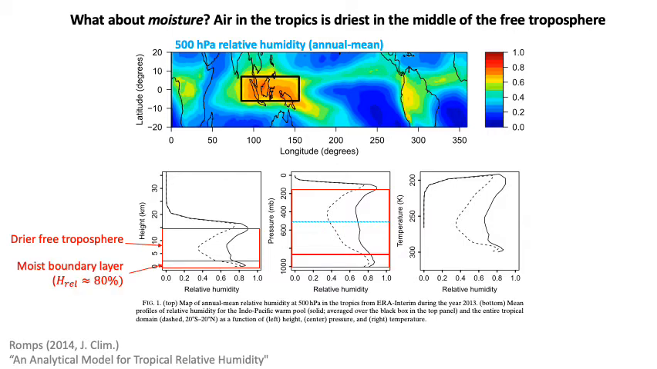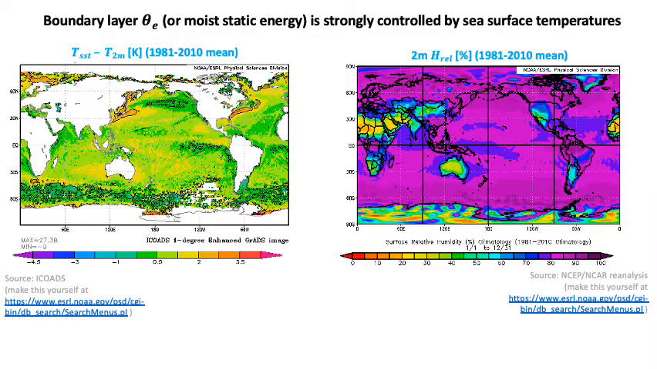And then the boundary layer itself is quite moist. Here the relative humidity is around 80% and actually doesn't vary too much between the moist region and the entire tropical mean. So you have a moist boundary layer and a drier free troposphere. Okay, so that gives you a sense of the structure, both vertically and horizontally, in moisture and in temperature.